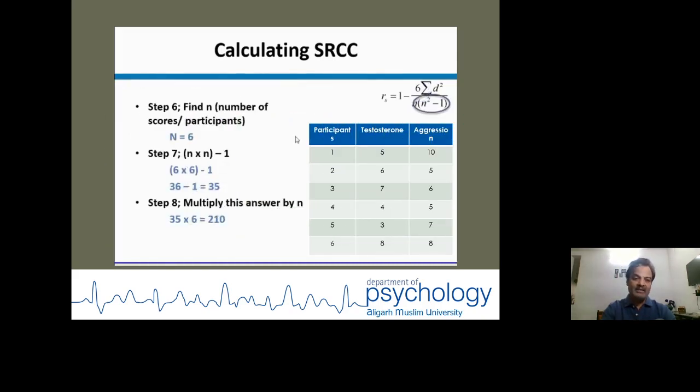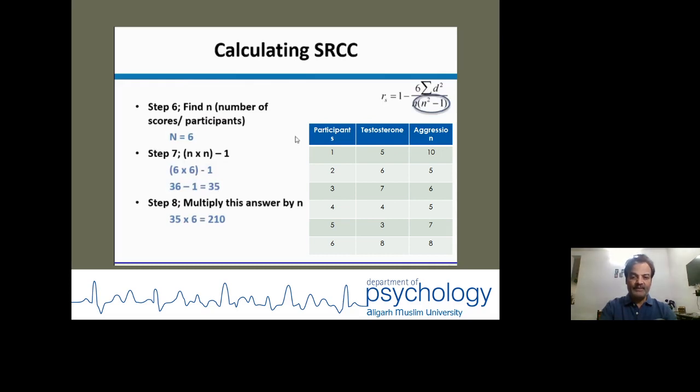Moving ahead, in step 6, find n. N is the number of scores or participants. Please be very careful. This number needs to be in pairs. So in our case, we are having 6 participants and the data points for all the participants for both variables are available. So in step 6, n is equal to 6.